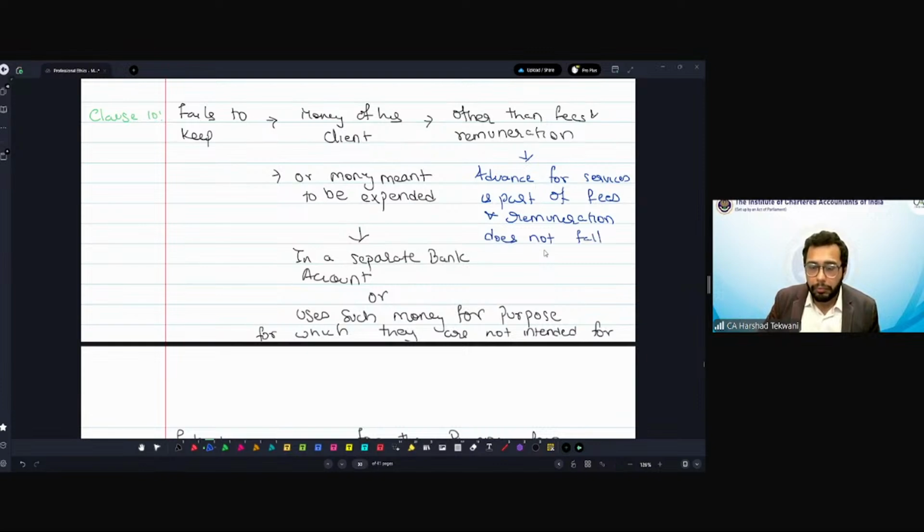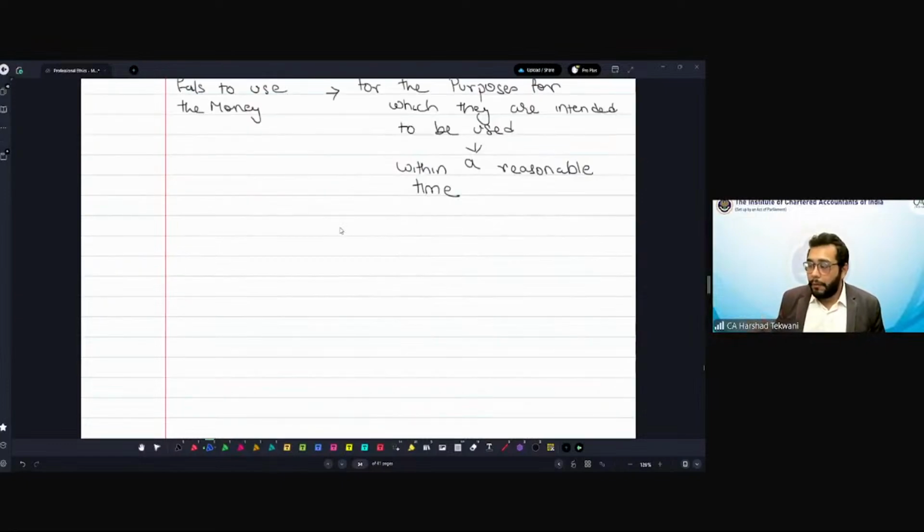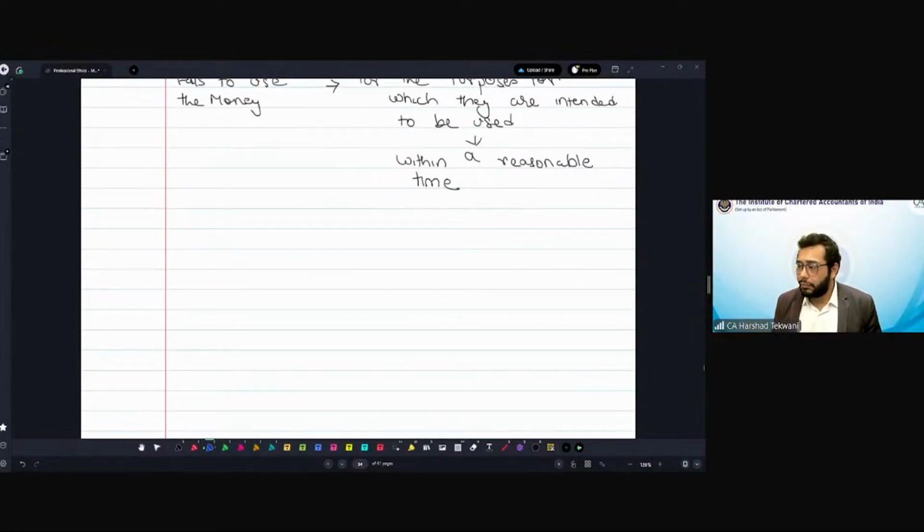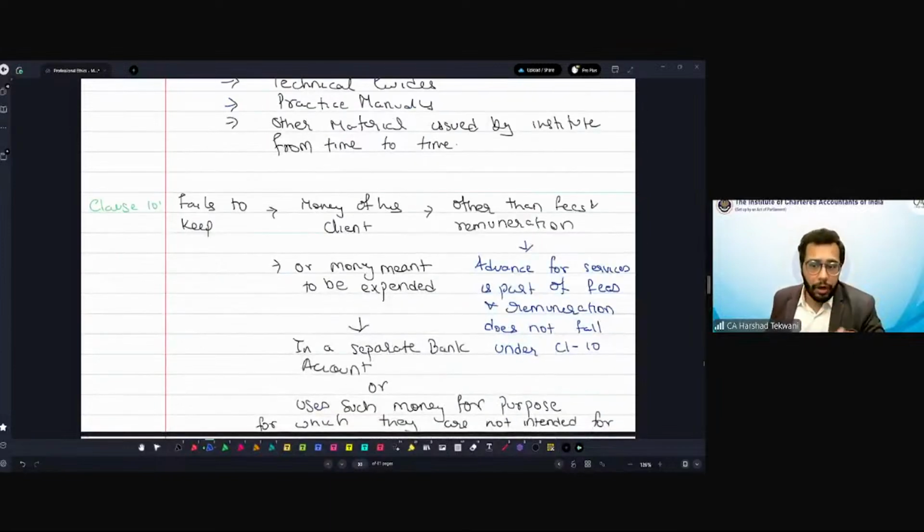Okay. Under clause 10, it does not fall. Pretty much simple. Now, there is one more interlinking with indebtedness. There is a council guideline on indebtedness, and there is also a difference that it will not amount to indebtedness. I will come to that point when I discuss the council general guidelines. But as of now, advance for services is part of fees and remuneration and will not fall under clause 10.